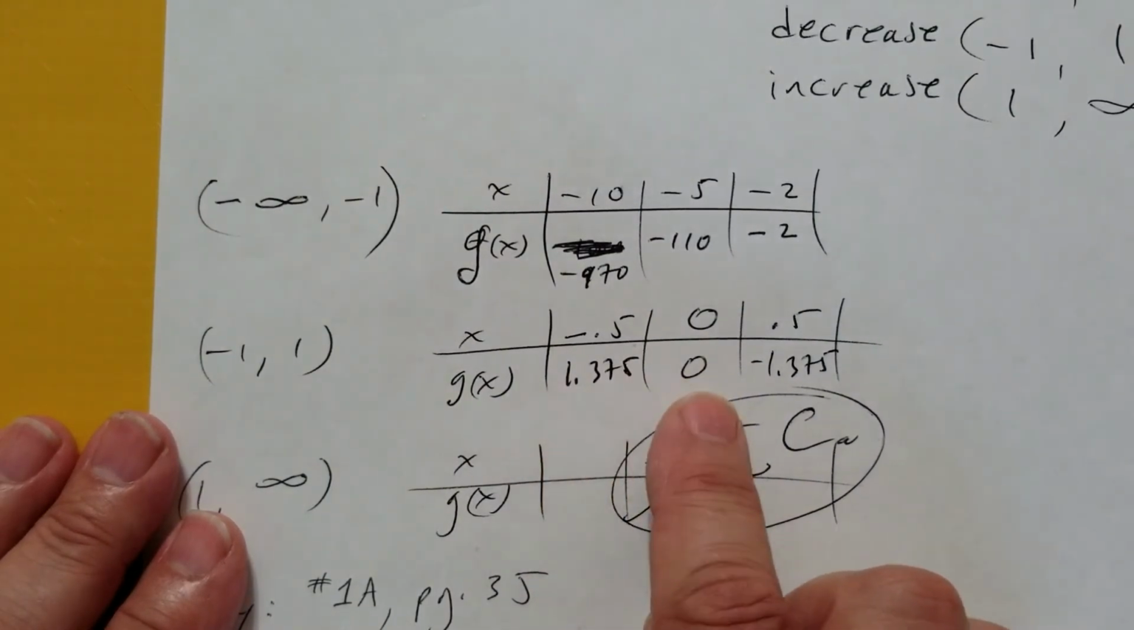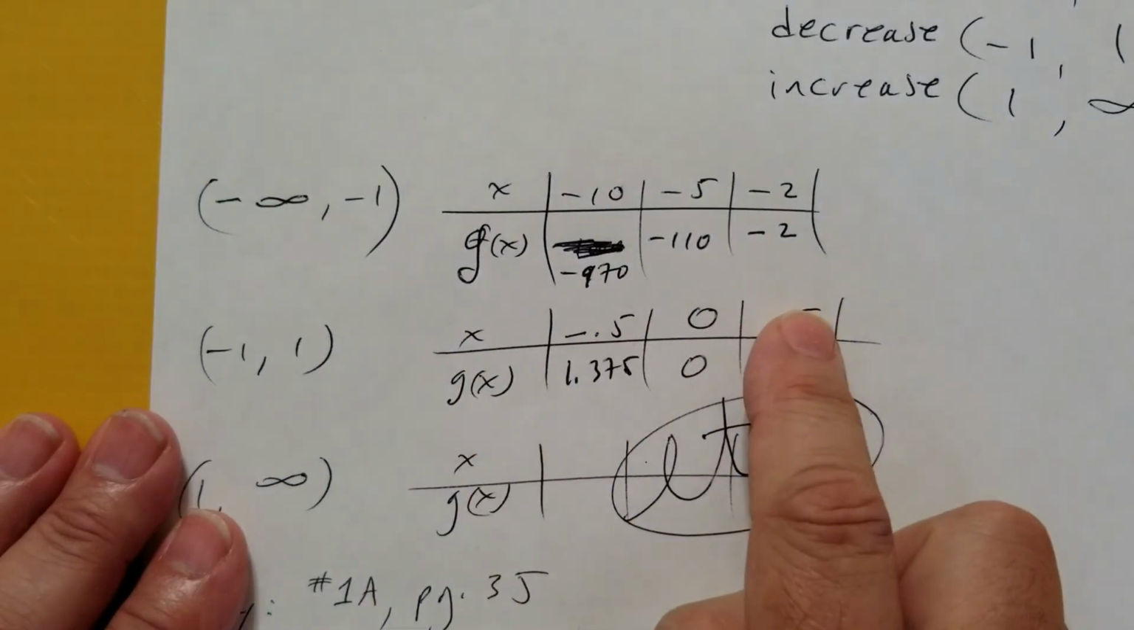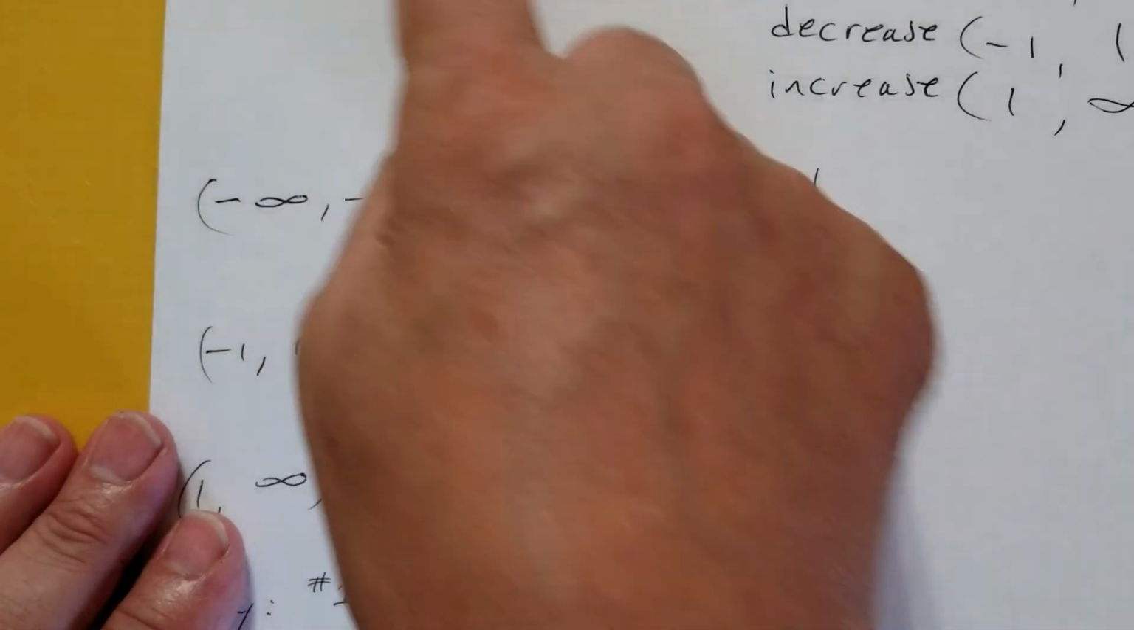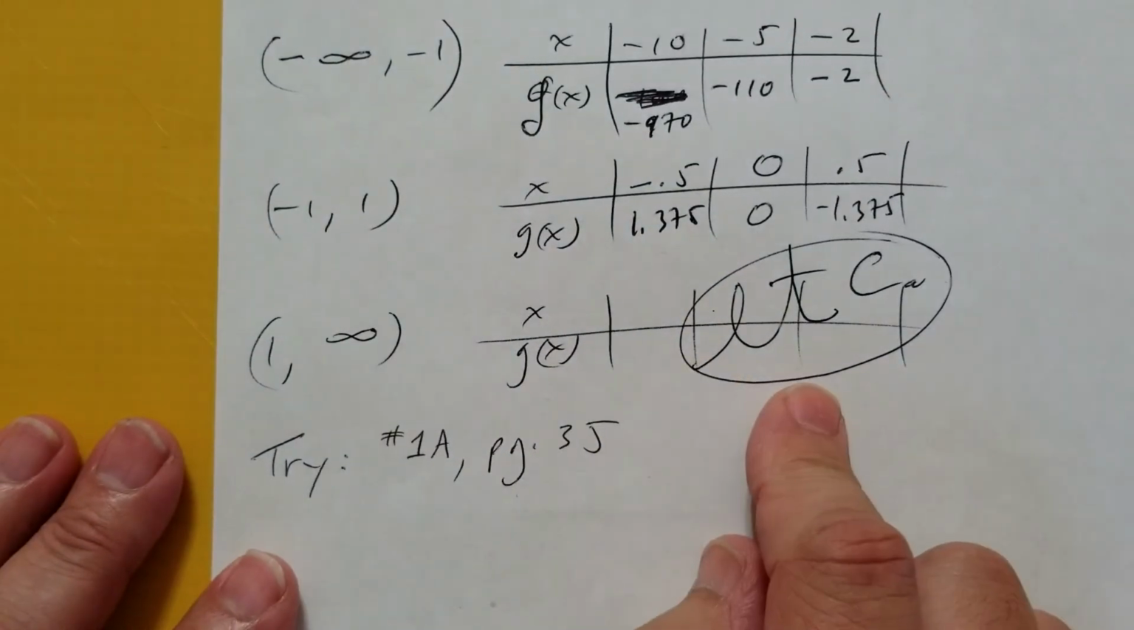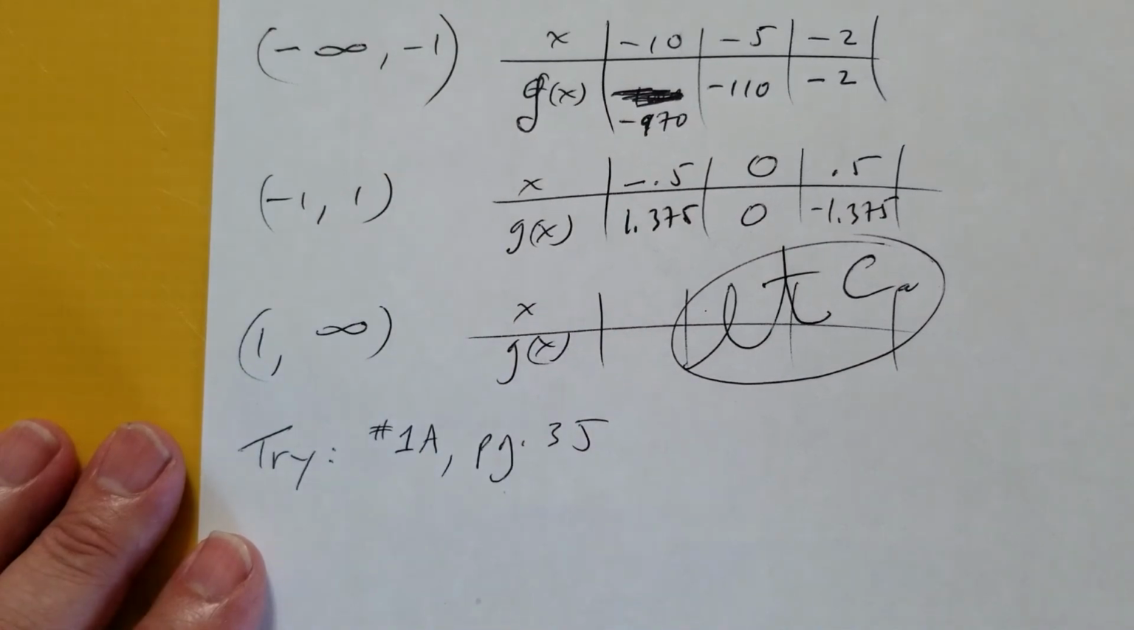And look what happens. 1.37, 0, so this is going down. As x goes up, y is going down, so it's decreasing. And you would do the same thing here for the last part to show that it's increasing. Okay? That's it for part 1.